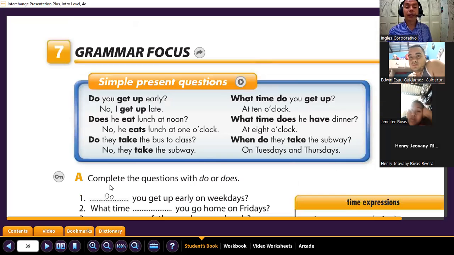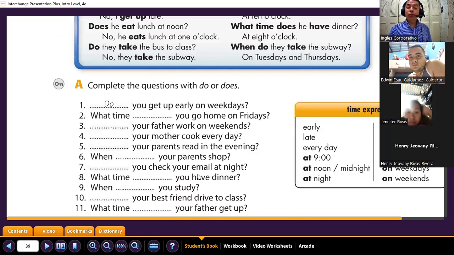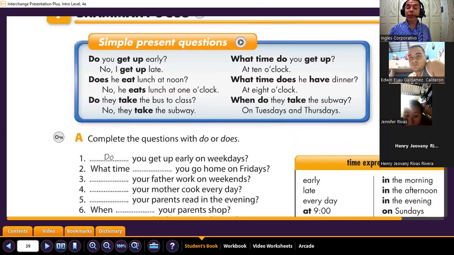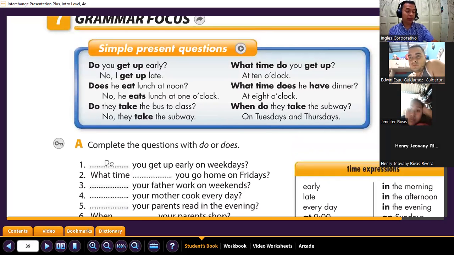Good. Now, how to make questions. Y aquí vamos a ir terminando ya. Cómo hacer preguntas. How to make questions. Let me see what time it is. 10 minutes. Ya nos quedan 10 minutos. Voy a pasar la asistencia rápido para que nos concentremos en este ejercicio.